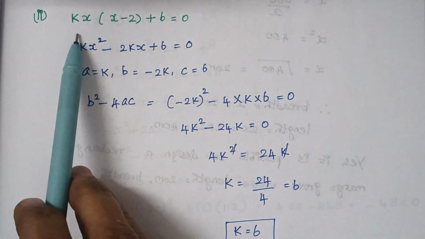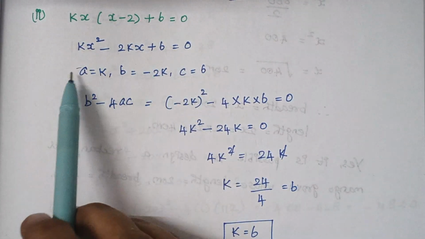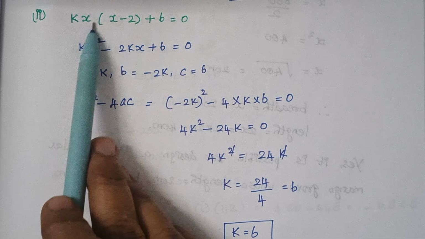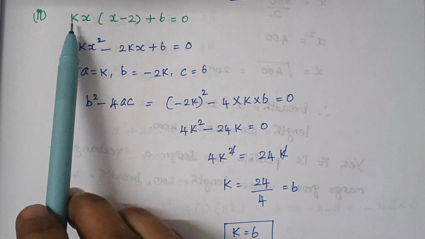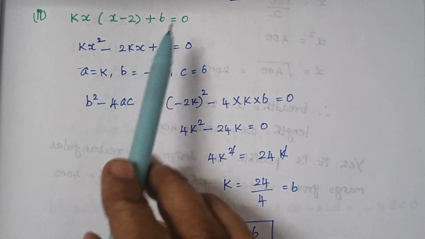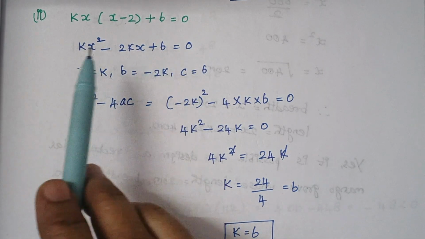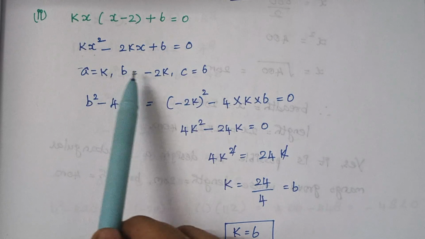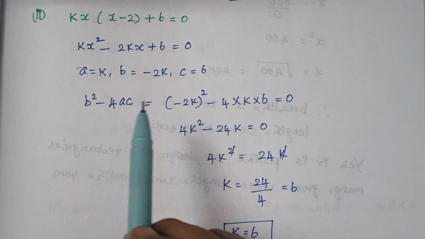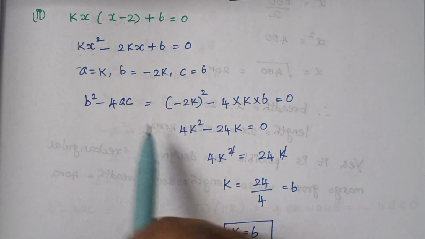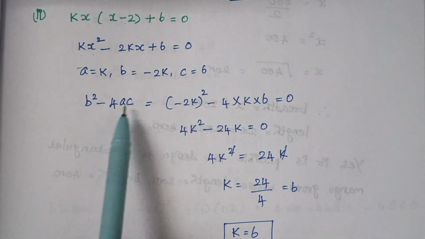Here the second question is kx into x minus 2 plus 6 is equal to 0. The first step is to multiply kx by these terms. So kx into x is kx square, and kx into minus 2 is minus 2kx, plus 6 equal to 0. From this equation, just write down the values of a, b and c. The value of a is k, the value of b is minus 2k and the value of c is 6. To have two equal roots, again the condition is b square minus 4ac is equal to 0.